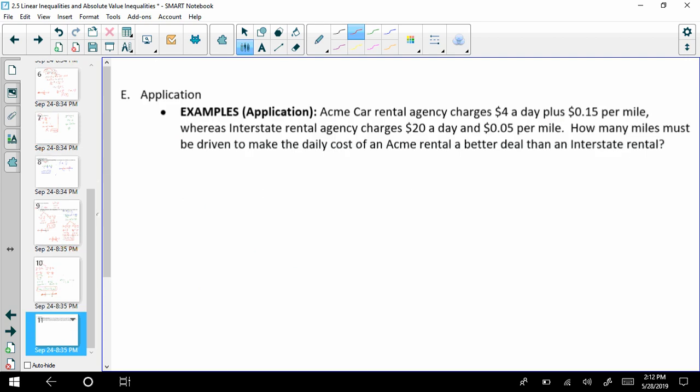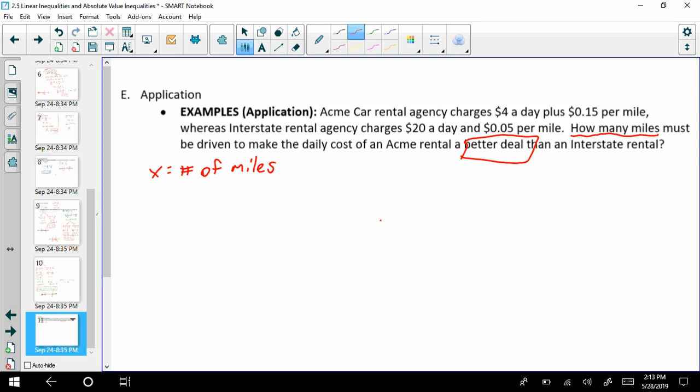All right, I'd like to end with the story problem. Acme Car Rental Agency charges $4 a day plus 15 cents per mile, whereas Interstate Rental Agency charges $20 a day and 5 cents per mile. How many miles must be driven to make the daily cost of Acme Rental a better deal than Interstate Rental? All right, well, we're going to have a variable. What will my variable represent? Look at the question. How many miles? So my variable is going to represent the number of miles. That's what I'm looking for. That's my unknown.